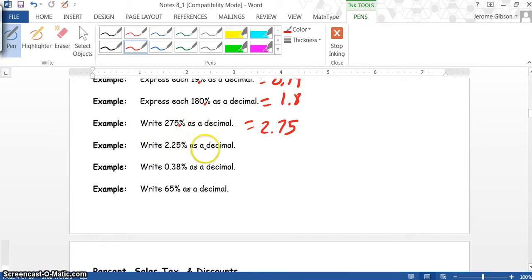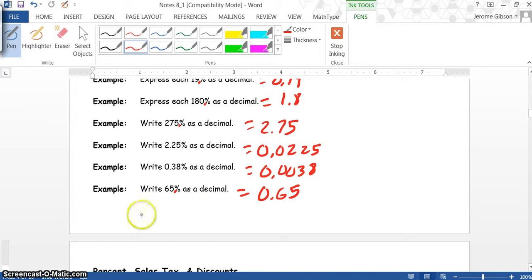Write 2.25% as a decimal. Move this decimal 2 places to the left, and it'll be 0.0225, and drop the percent sign. Write 0.38% as a decimal. Move it 2 places to the left, it'll be 0.0038 without the percent sign. And it says here write 65% as a decimal. Remember, we'll put the decimal here at the end, move it 2 places to the left, and it'll be 0.65.